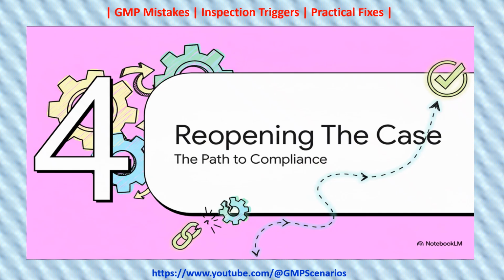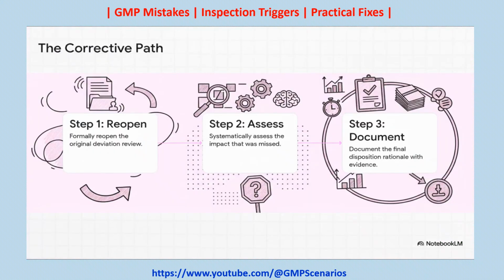You just have to be willing to reopen the case and do the work that was missed. The path is actually pretty straightforward. First things first, you have to formally reopen that original deviation. No shortcuts. Then, step 2, you do the work. You conduct a systematic, thorough impact assessment. And finally, step 3, you document everything. The rationale, the decision, and all the evidence that backs it up.